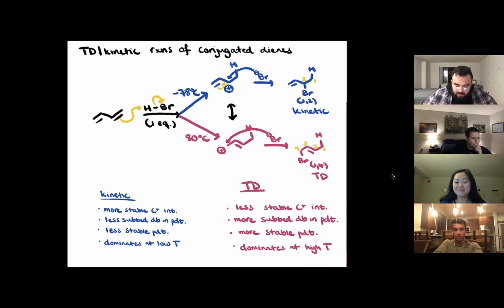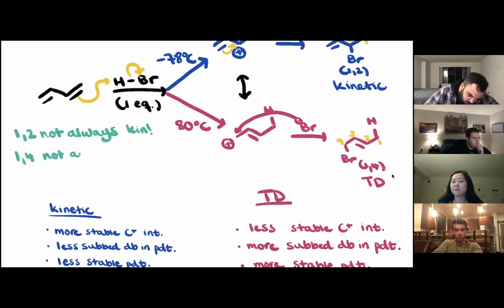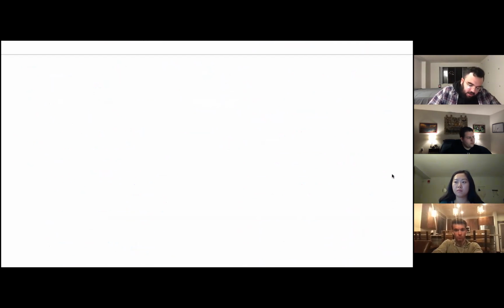One of the points that I've always made also is that the book claims that 1,2 is always kinetic and 1,4 is always thermodynamic. That is absolutely not true. The book is wrong.